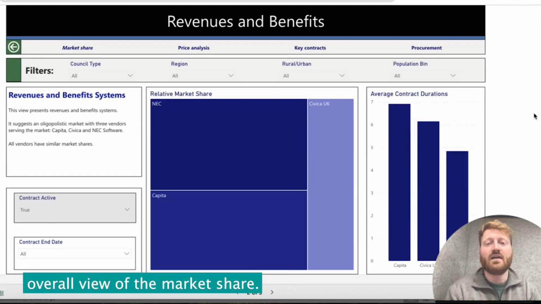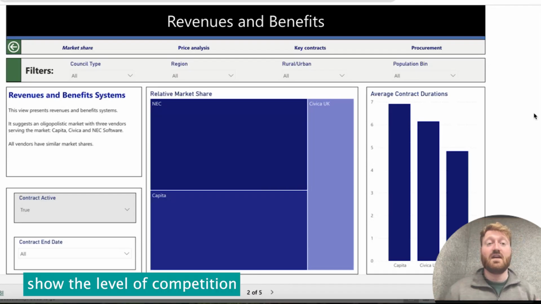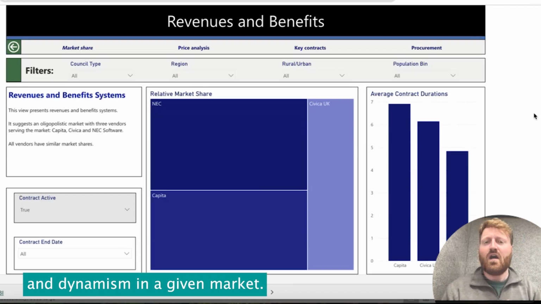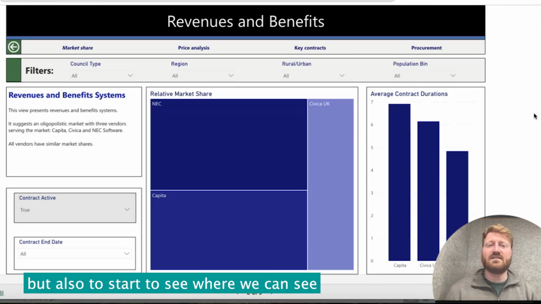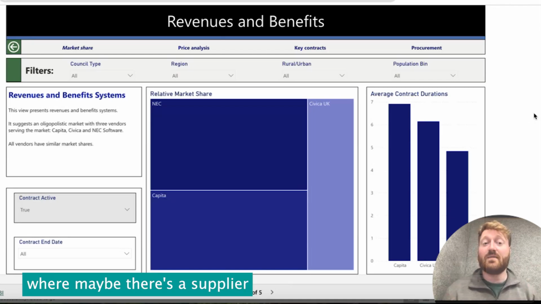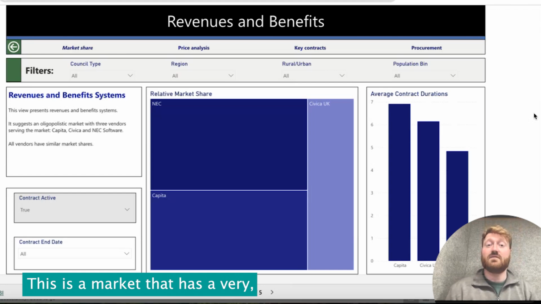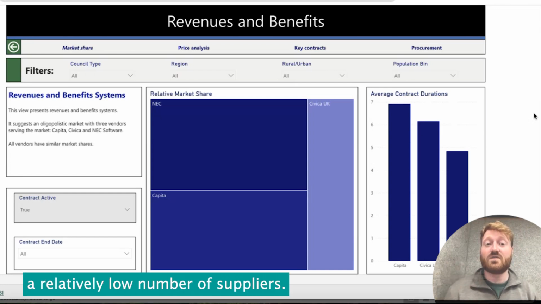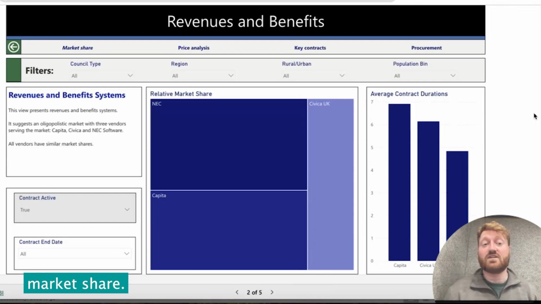of the market share. Now, we think this is important to basically show the level of competition and dynamism in a given market. Our advice here is to look at a market individually, but also to start to see where we can see trends across markets, where maybe there's a supplier that has a large market share across markets. This is a market that has a relatively low number of suppliers. So you can see here 3 suppliers, NEC, Capita, and Civica, who have captured the market share.